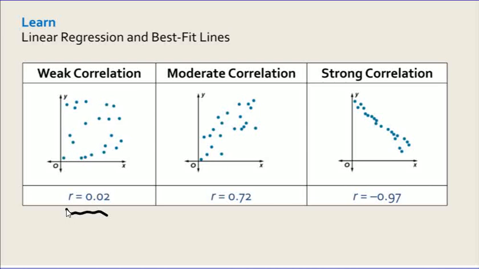Strong correlation, you're slightly packed together. You can see a pattern. This one, R is a negative 0.97, so that's close to a -1. If you think of 1 and -1, think of that as close to 100%. So negative 0.97 is like 97%. Closest to -1 and 1 is what you want, the strongest correlation.